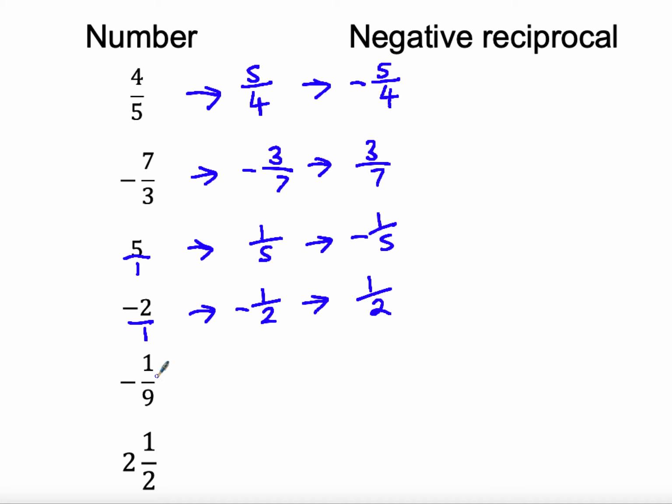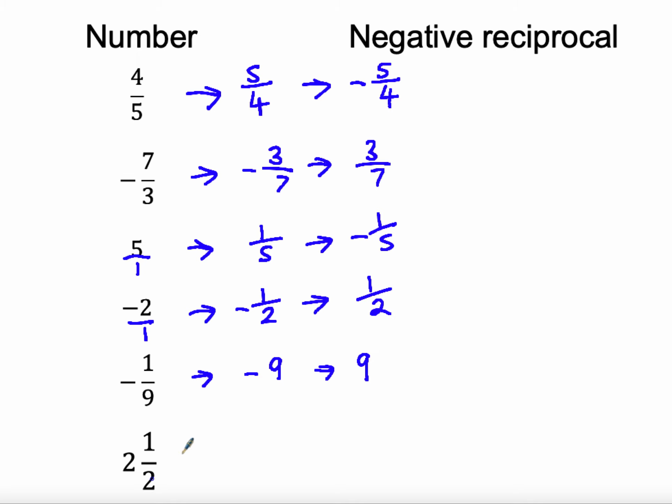For this one, this is already a fraction, so I can just find the reciprocal immediately. So that will turn into negative 9. Notice here that I'm just turning it into negative 9 because I don't need it as negative 9/1. So I just leave it like that. And then I'll take the negative version of it, which will make it positive.